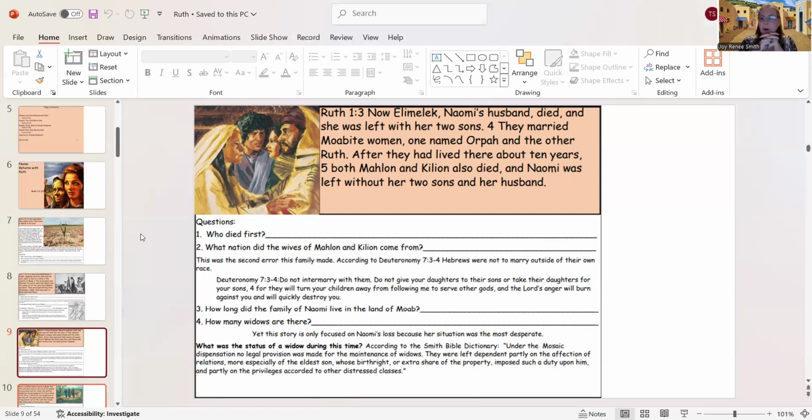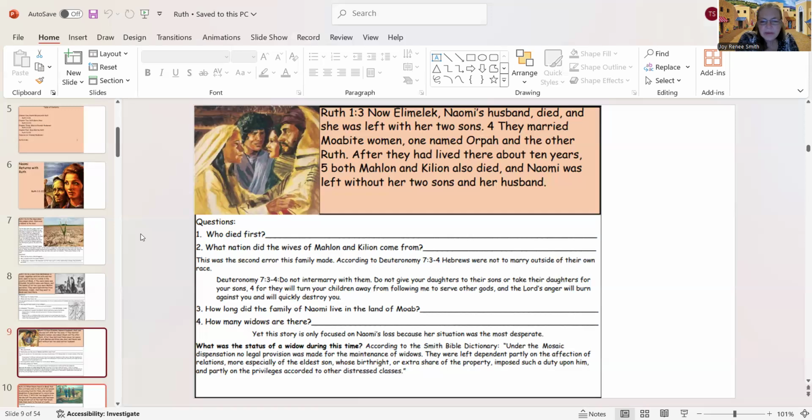They came from Moab. This was the second error this family made. According to Deuteronomy 7:3-4, Hebrews were not to marry outside of their own race. Deuteronomy 7:3-4. Do not intermarry with them. Do not give your daughters to their sons, or take their daughters for your sons, for they will turn your children away from following me to serve other gods, and the Lord's anger will burn against you and quickly destroy you.